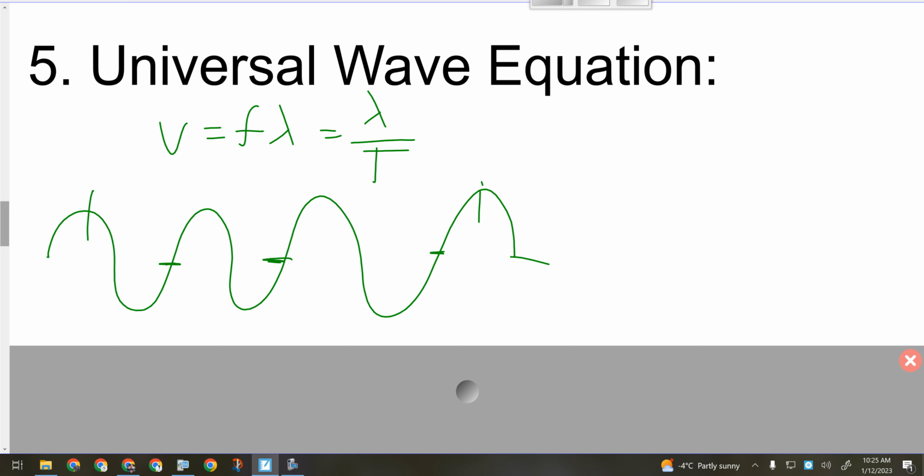Echo questions, standing waves, two-speaker questions, those kinds of things. For an echo, what's the trick with an echo? The sound travels there and back. So if it tells you they hear the echo after 4 seconds, it only took how long to get to the wall? 2 seconds. Just little tricks that we have to remember.